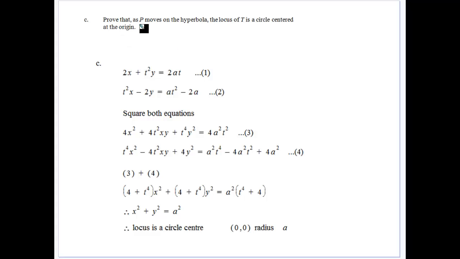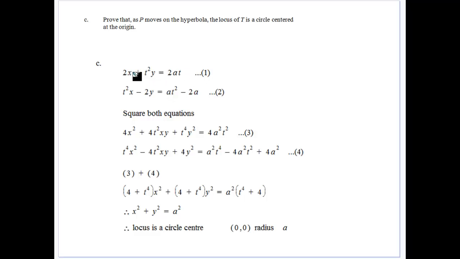And then it says, prove that as P moves on the hyperbola, the locus of T is a circle centered at the origin. So what we want is that point T really to manipulate. And we want to prove that it's going to be a circle. Now that's not as easy as it seems, because we really want to try and get t by itself here and then manipulate it and get it into x or y and then put it into that one is going to be really hard. So there's a little bit of a trick here.